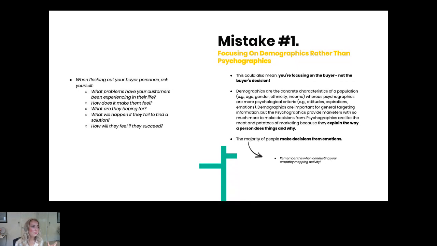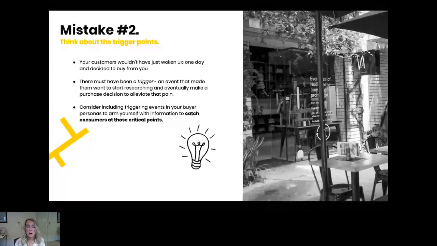So for example, maybe during my isolation, I've got pretty bored. So I might go into my wardrobe and be like, oh, I don't have enough dresses. So that would have been the trigger point for me going online shopping and buying 5 more. So definitely consider including triggering events in your buyer personas to arm yourself with information to catch consumers at those critical points. So understanding why they've come to you, really.